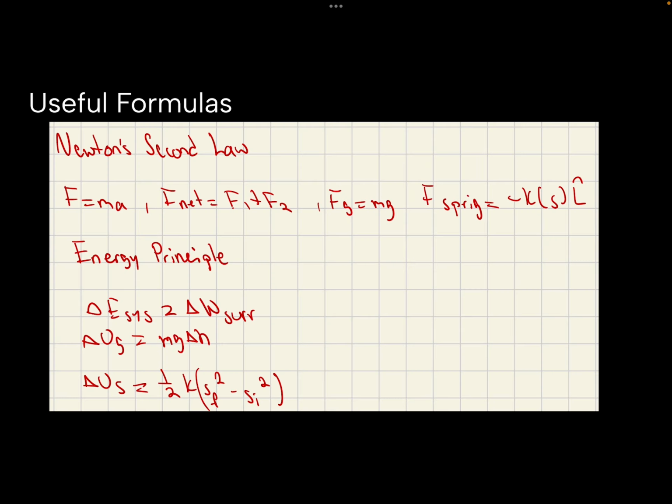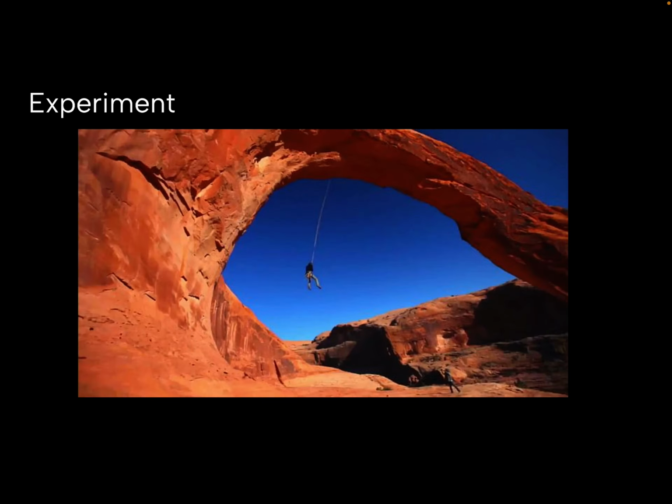These are some useful formulas: Newton's second law, F equals ma, F net equals F1 plus F2. Then we have the force of gravity, the force of a spring, and the energy principle: the change of energy of the system is equal to the work done by the surroundings. The changes in potential energy for gravity and spring are also there.